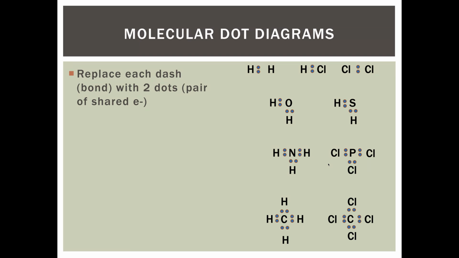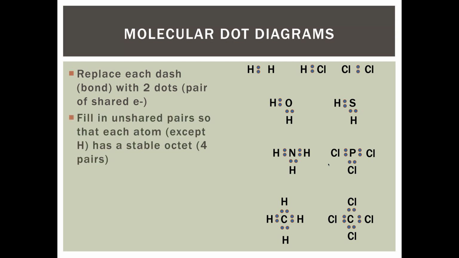Don't you get up and walk away. You're not done yet. Because remember, the entire purpose of bonding is so that each atom ends up with a stable octet, four pairs of electrons. Now, hydrogen only has one energy level, so it can only have two, but everything else had better end up with four pairs of electrons, a stable octet.